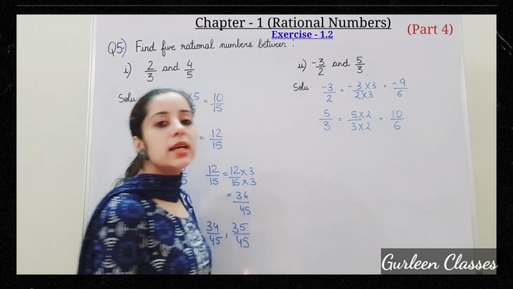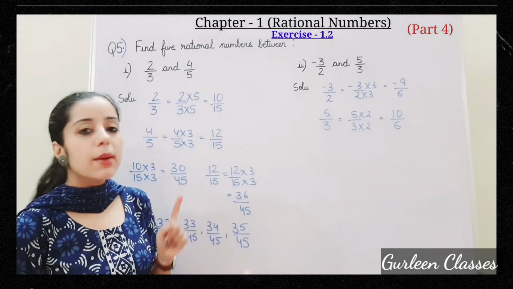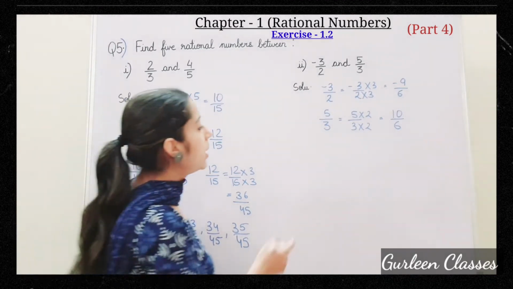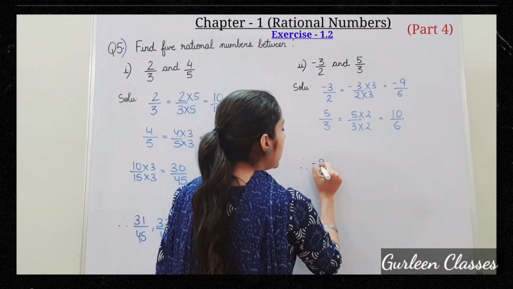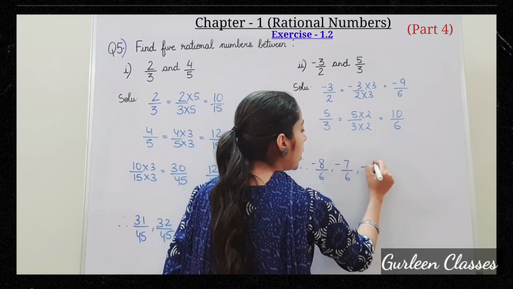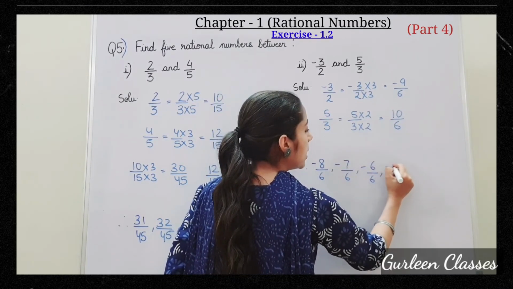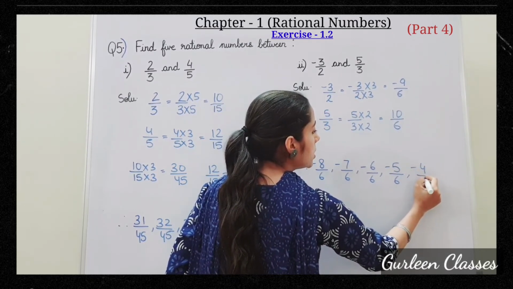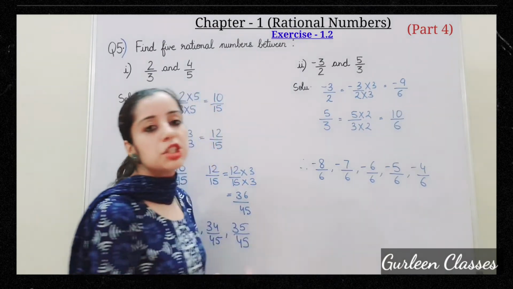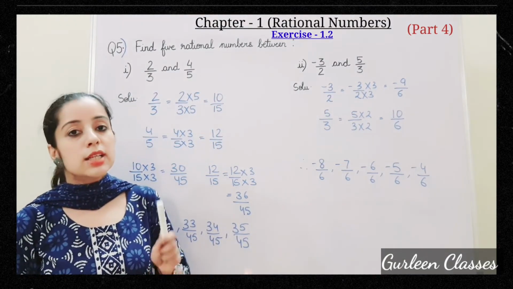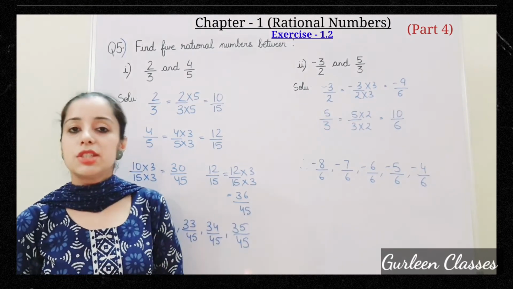So between minus 9 upon 6 and 10 upon 6, we can find out 5 rational numbers. So let us write minus 8 upon 6, minus 7 upon 6, minus 6 upon 6, minus 5 upon 6, minus 4 upon 6. So there are many rational numbers between minus 9 upon 6 and 10 upon 6. So these are the few rational numbers which I have written.